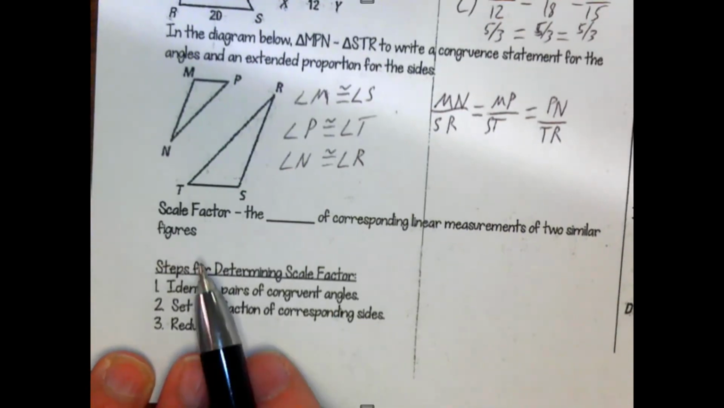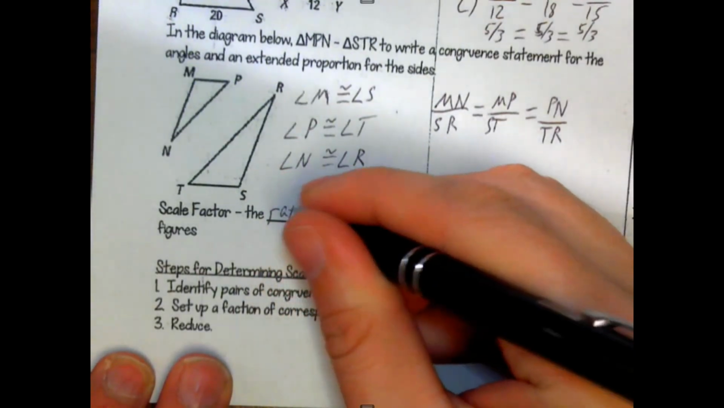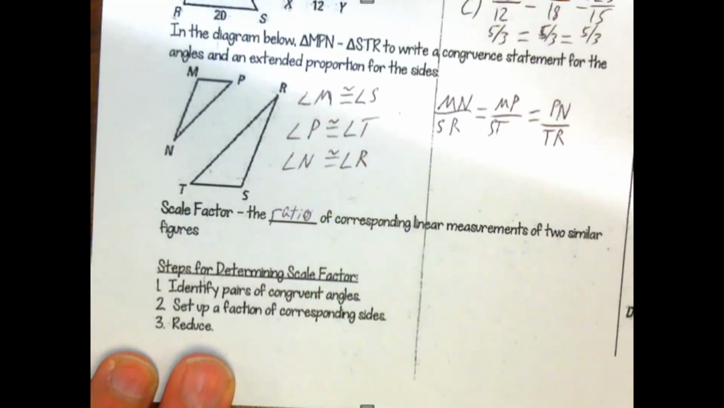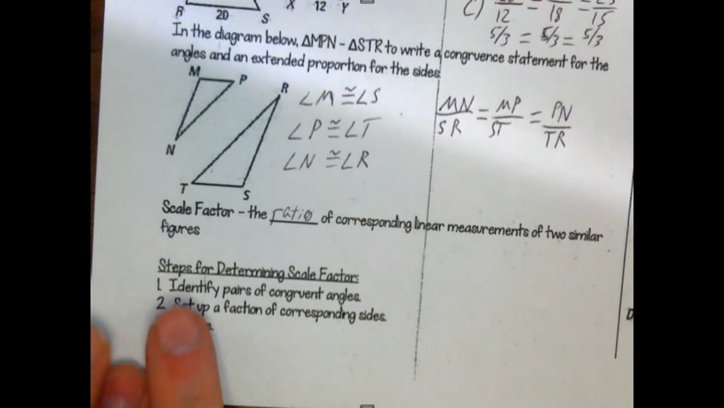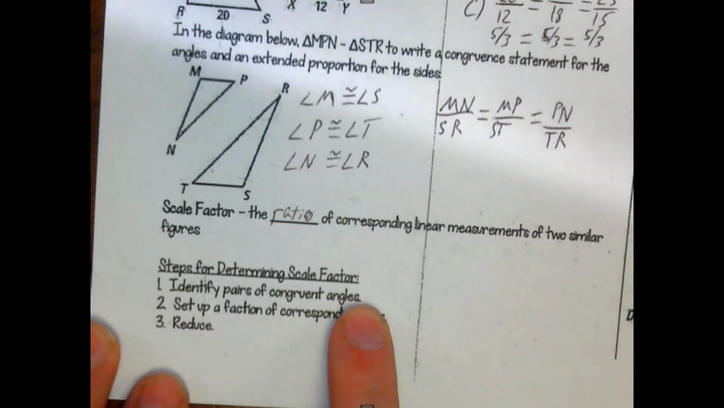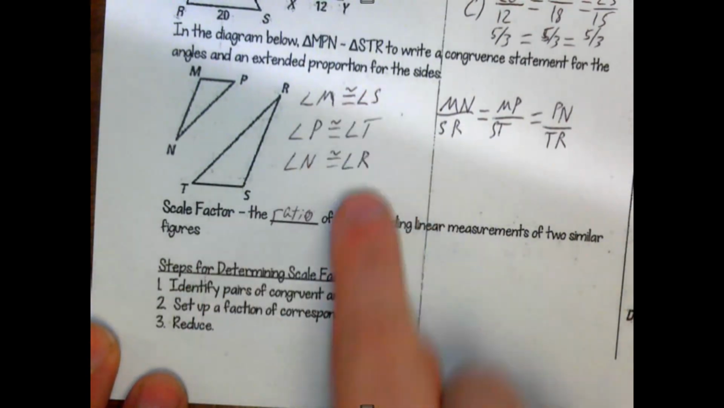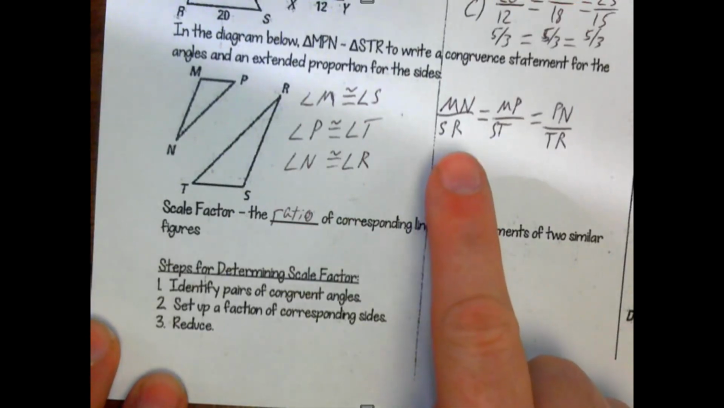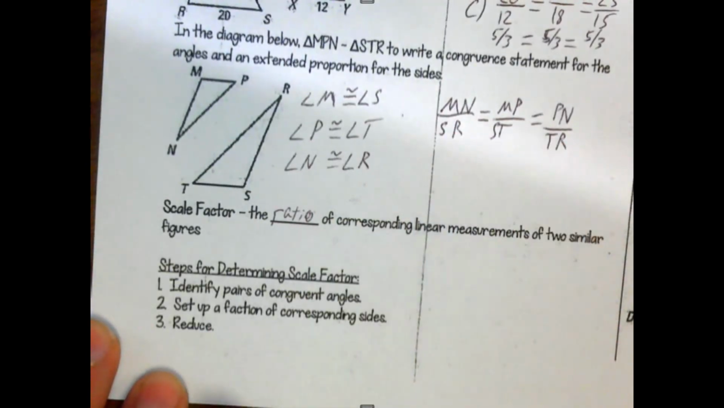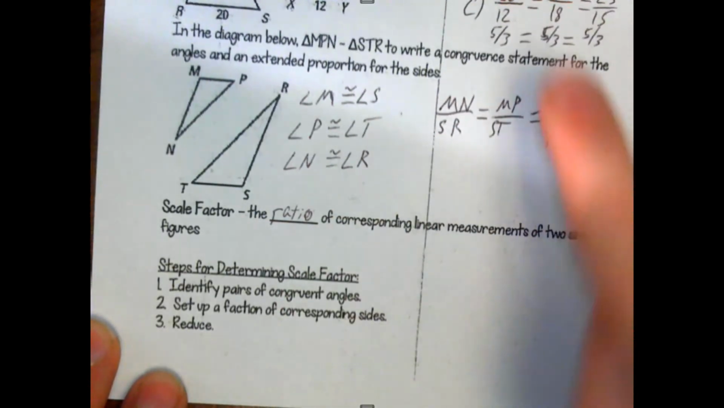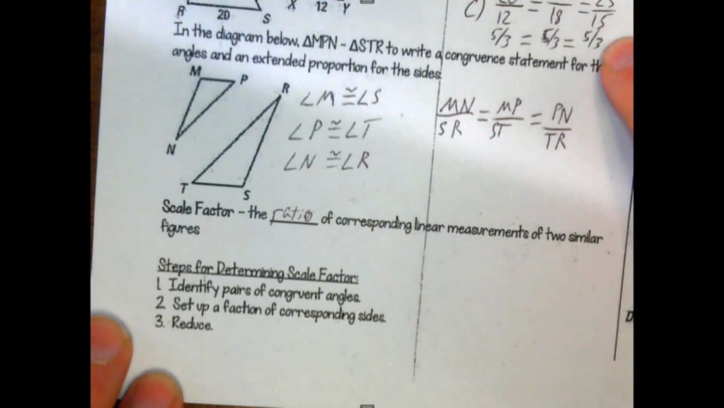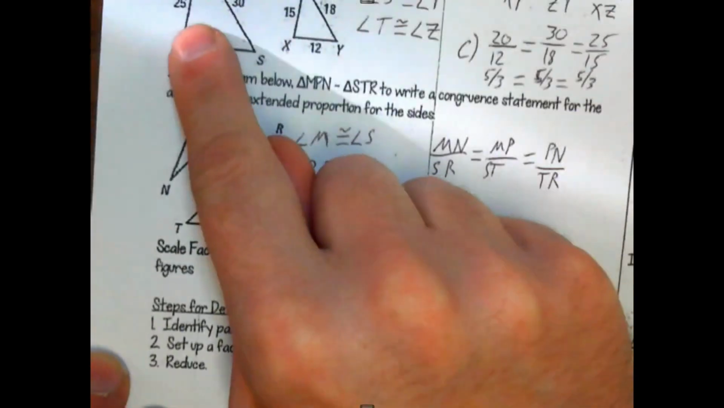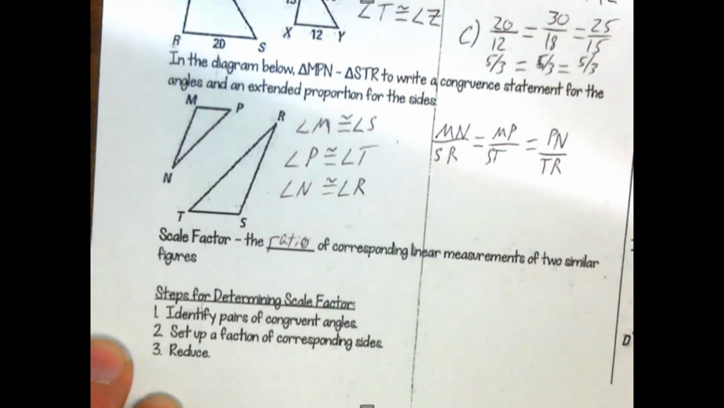Definition of scale factor. Scale factor is the ratio of corresponding linear measurements of two similar figures. To find scale factor, first you're going to identify pairs of congruent angles. So find what are the congruent angle pairs, set up a fraction of corresponding sides, like this, and then reduce. So you can pick one of these, like we did here, and then simplify the fraction, like we did here. So the scale factor here would have been 5/3. This triangle is 5/3 bigger than that triangle.